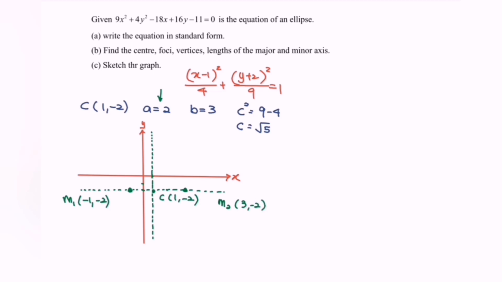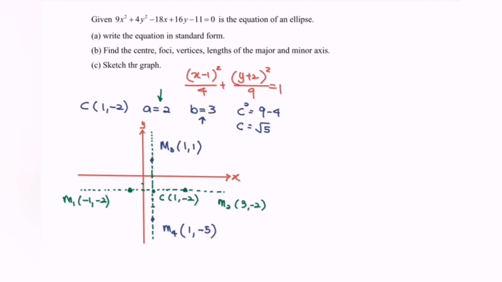Next, we have b, which means that we are moving up and down for 3 units. Moving up for 3 units, the major vertex is equal to (1, 1). Then move downwards for 3 units, and the major vertex will be (1, −5).